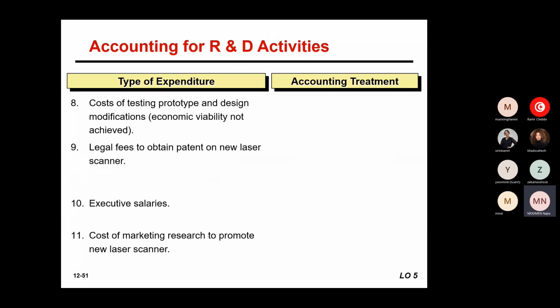Cost of testing, prototype, and design modification. Still economic viability not achieved, so still should be expensed. Okay, you see here the rules are really strict, let's say clear cut. So if economic viability is achieved, you can capitalize. If not, it should be immediately expensed.